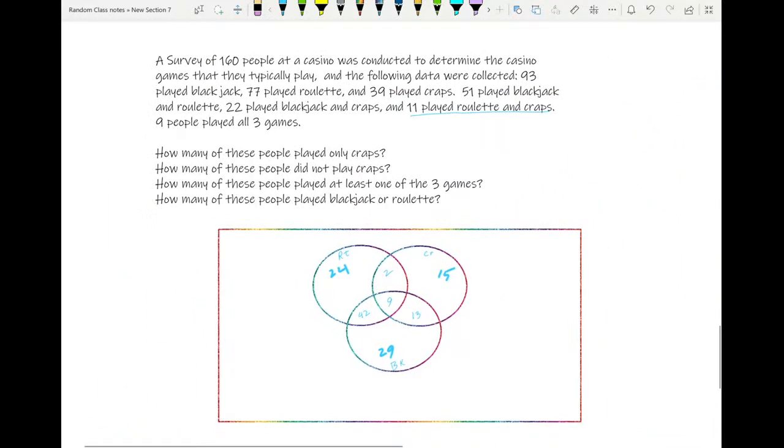Now we got to go back to this original question right over here. There are 160 people. Do you have 160 people in total? Let's check it. 24 plus 2 plus 9 plus 42 plus 29 plus 13 plus 15. I have 134. Let me make sure I get that same number again. If I add all these numbers, initially I got 134.